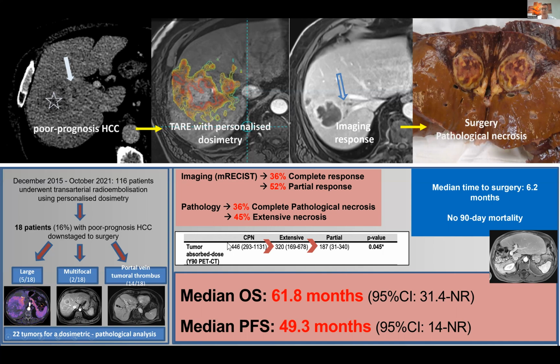Interestingly, the greater the dose, the greater the effect. Again, it's not surprising, but what was really surprising is that 61 or 62 months OS is exactly the same prognosis as patients with very small HCC who are ablated or resected. So very good prognosis and very long PFS for these patients. Remember, at the beginning, they had very poor prognosis. So Y90, in my opinion, is an excellent weapon to downstage or to bridge to surgery. And this was my last slide.